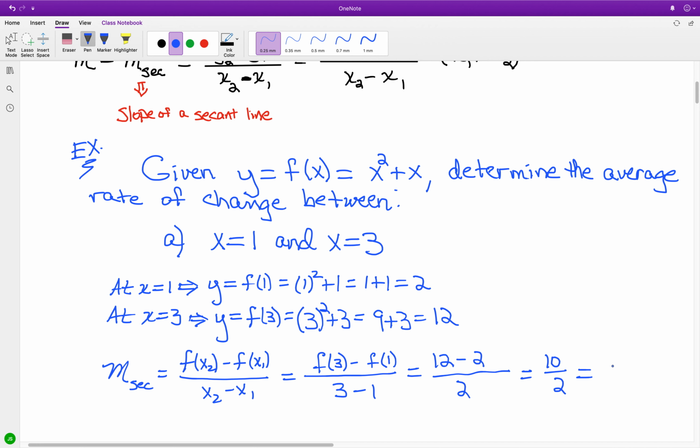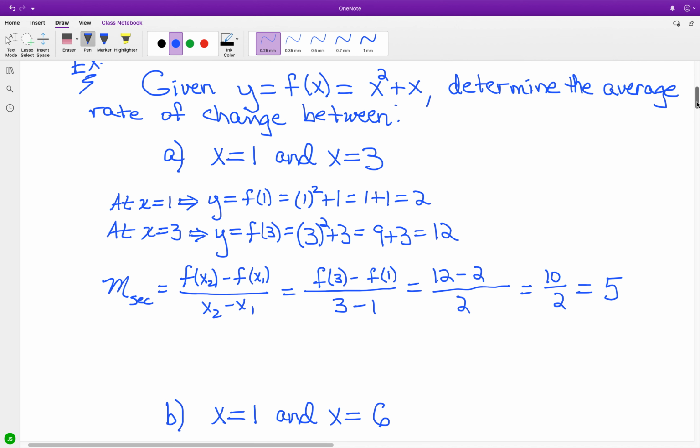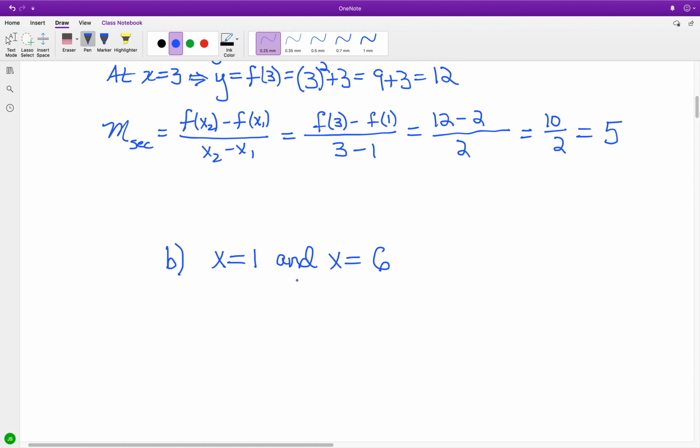So for the slope, in this case, the average rate of change between x equals 1 and x equals 3 along the graph of y equals x squared plus x, is going to be 5 units. But now let's say I go out further, from x equals 1 to x equals 6, and again we have y equals f of x equals x squared plus x. I'm using the same function.